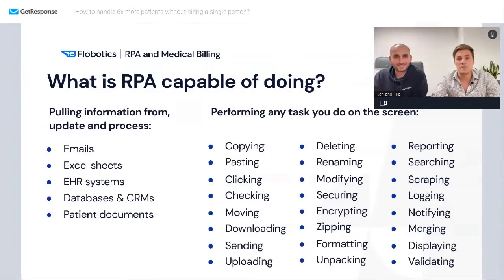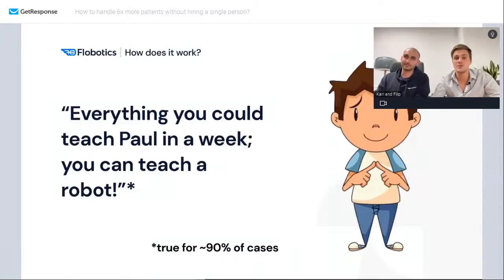Let me just come back to my favorite example, our dear friend Paul. Paul's an awesome guy, right? He's my favorite guy, actually. Everything you can teach Paul: imagine you have a really smart intern, someone just out of high school who is motivated to learn and to work in your company. Everything you can teach him in a week, you can teach to a robot, which is true in 90% of the cases. This helped me a lot to understand what robots are capable of doing, and I hope it will do the same for you.